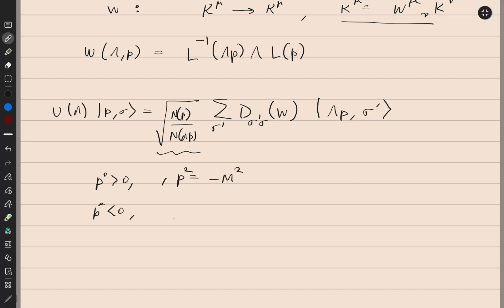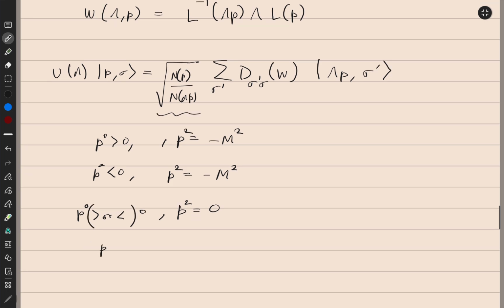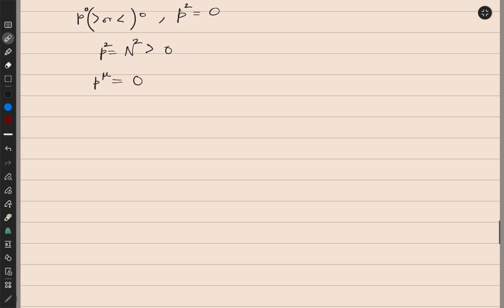Suppose p0 is smaller than 0 and this is minus m square. Another class could be that p square is 0, which is the light-like case, and again 2 possibilities are there: p0 smaller than or greater than 0. Similarly, there is the possibility that p square is greater than 0, and one is that p mu is identically 0. These are the 6 cases. We are going to just talk about this one today, that we have a massive particle.